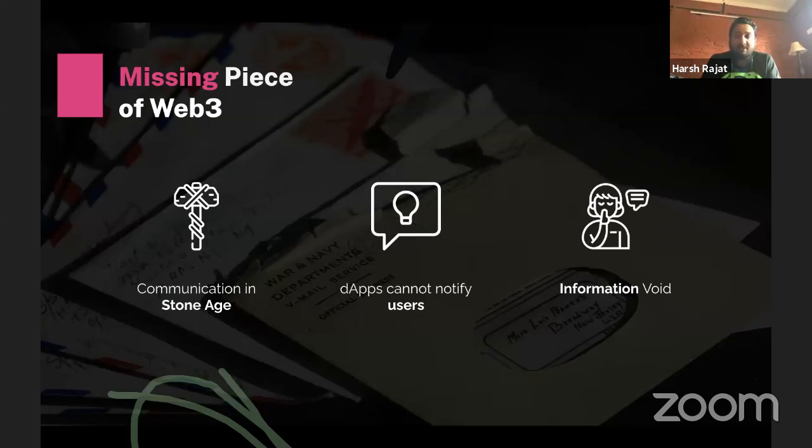And what we are doing is building a decentralized communication layer that any dApp or smart contract can interact with and send notifications out to almost any platform, whether it's mobile, tablet, Chrome browser, or your user wallets like MetaMask and Trust. And the reason we are doing that is, of course, because we want to bring the Web2 experience to Web3.